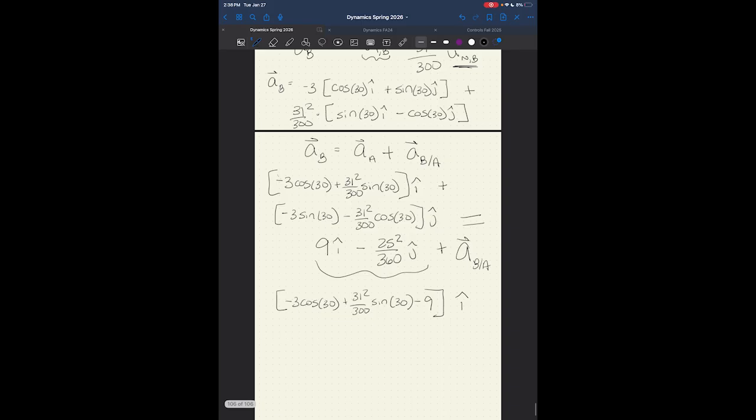And again, this is all just a number. So you could take your calculator and reduce this down to a single decimal. That's totally fine. And then for j hat, I would have plus negative 3 sine 30 minus 31 squared over 300 cosine 30 plus 25 squared over 360. All of this goes with the j component, and that now is acceleration of B with respect to A. And that, my friends, is the end of the problem.